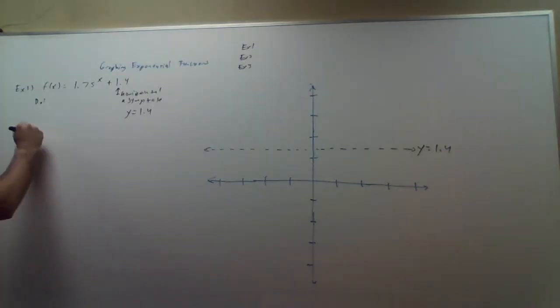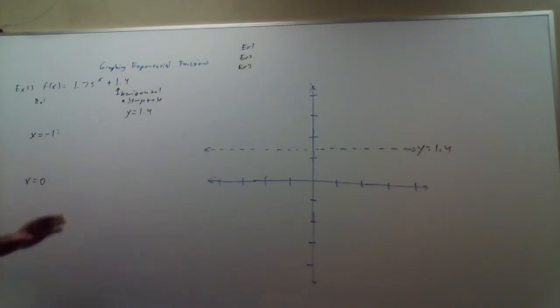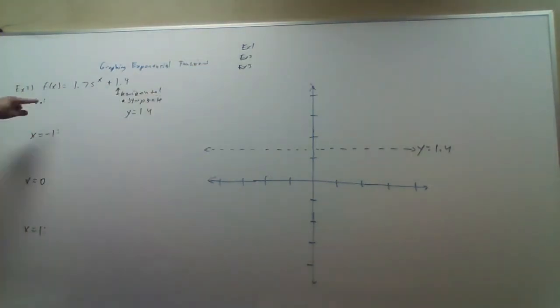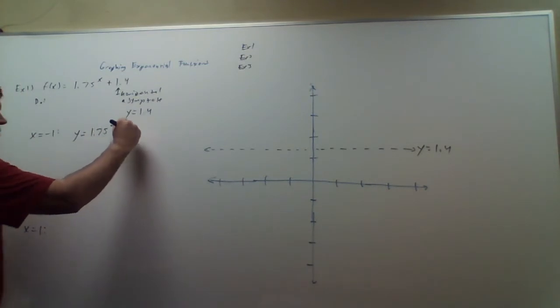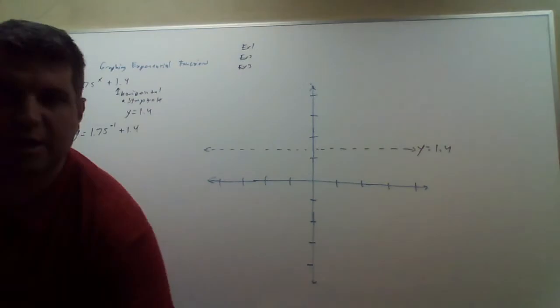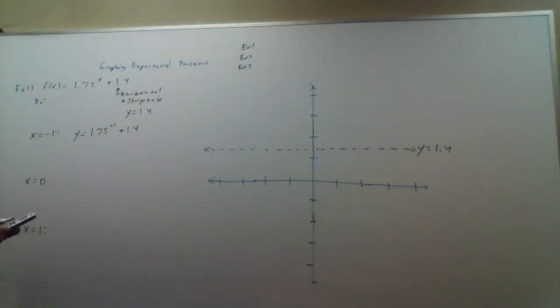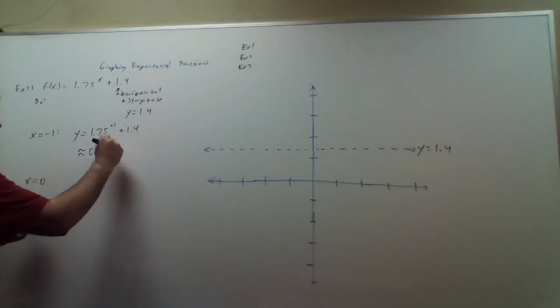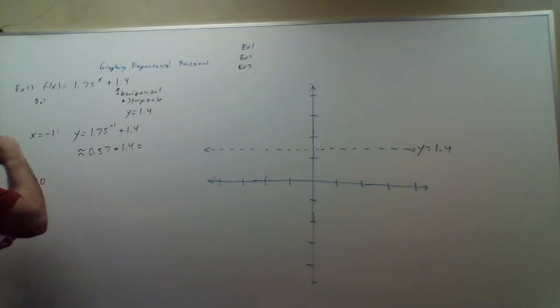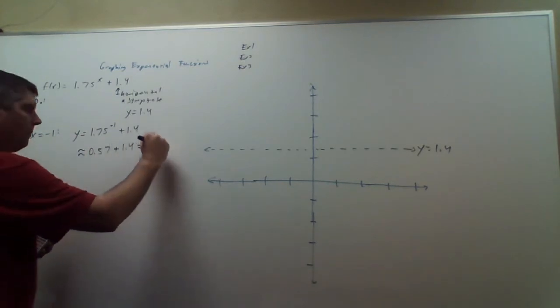And then I let x equal -1, I let x equal 0, I let x equal 1. I'm going to use these 3 points for all three examples. So, y equals 1.75 to the negative first plus 1.4. This is what they make calculators for. So, 1.75, generic exponent button, -1. I get approximately 0.57 plus 1.4, and that gives me 1.97.